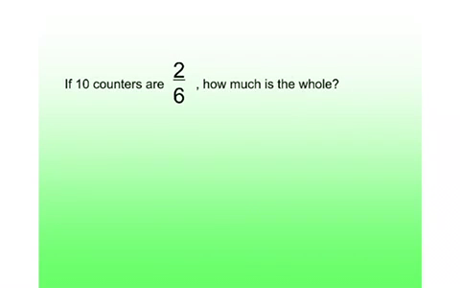All right, so the next part, if 10 counters are 2/6, how much is the whole? So they're telling us that 10 counters are 2/6 of something. Well, the denominator tells us that the whole is going to be 6 parts, right, kiddos? So the denominator tells us there's 6 parts, so we're going to count 2 of those parts, and there's 10 counters in those 2 parts. So we're going to have 6 different parts for the whole.